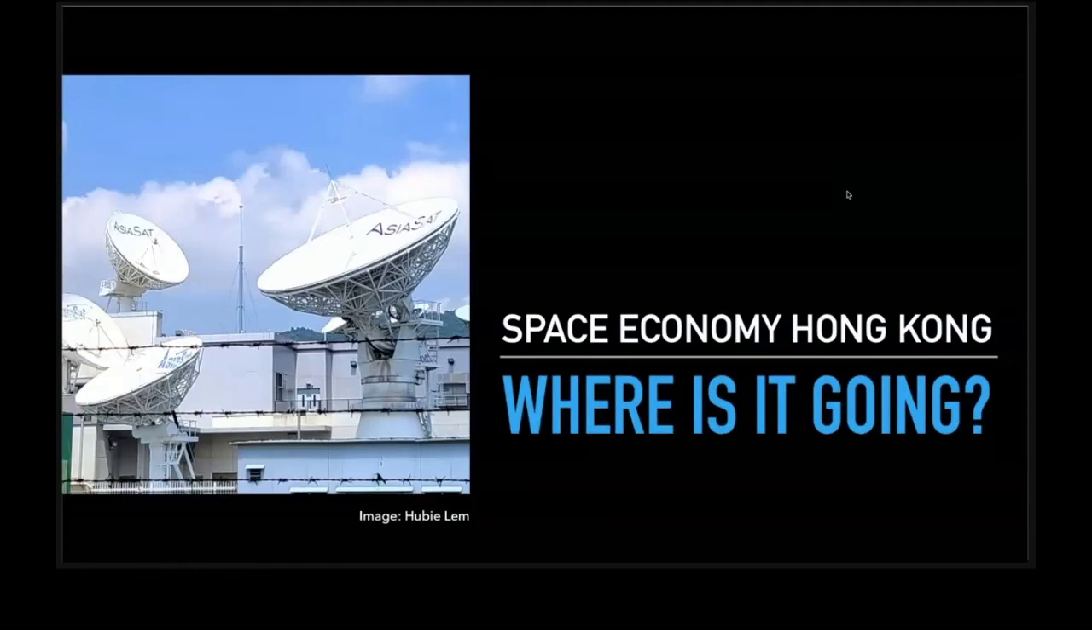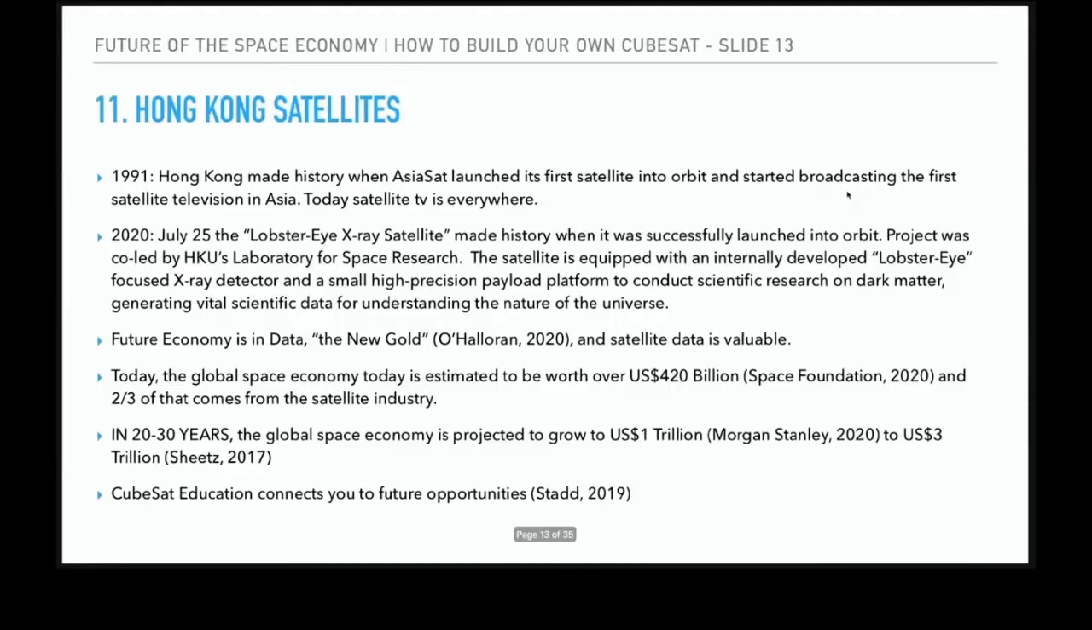So what about in Hong Kong? Where is the space economy in Hong Kong going? Well, in 1991, Hong Kong made history when AsiaSat launched the first satellite into orbit, and it was broadcasting satellite television all over Hong Kong. Today, satellite TV is available everywhere. In July this year, the Lobster Eye X-ray satellite was launched. It was successfully launched, and it made history.